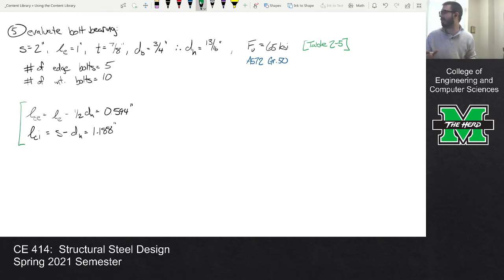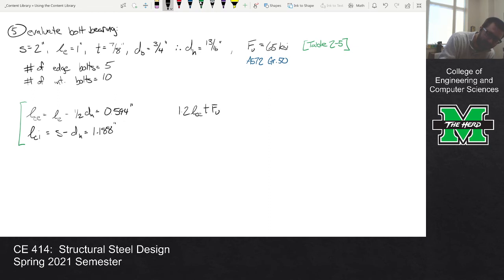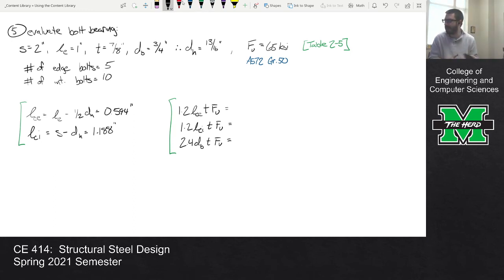All right, does that make sense so far? So next we do 1.2 LCE TFU, 1.2 LCI TFU, and then 2.4 dB TFU. All right, so let's see if we can chug these out. And while I'm doing this, somebody check my math. I know I need it today.